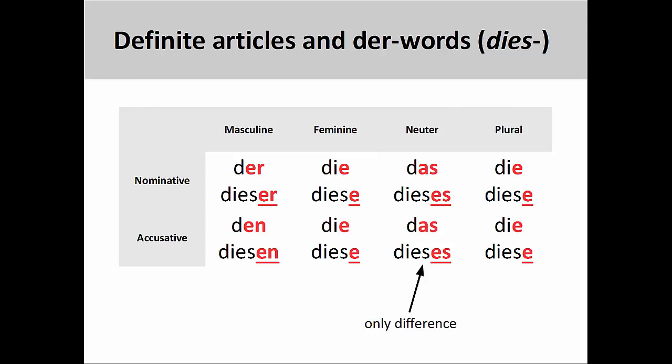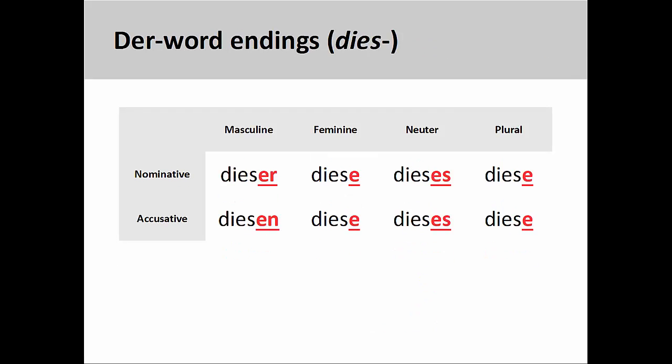As you can see on the screen, the endings for der words are very similar to those for definite articles. The only difference you should note are the neuter nominative and accusative endings. The definite article here ends in as, whereas der words have an es ending. And here's the chart from the prior slide with just dies displayed.